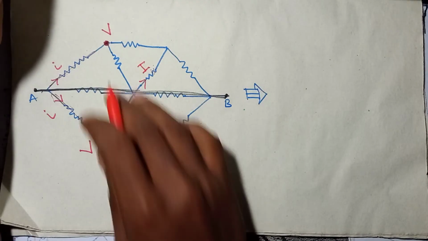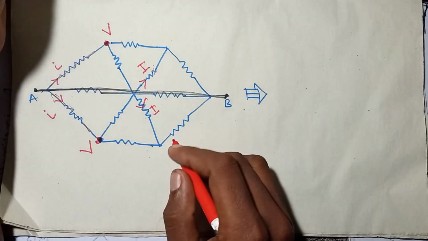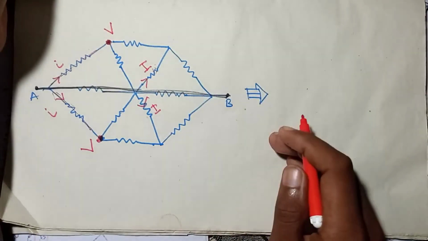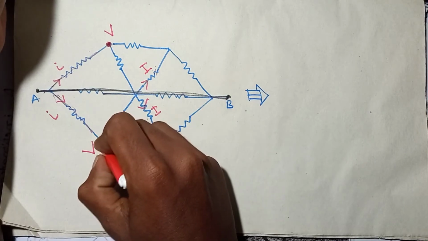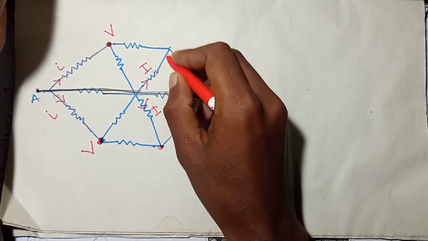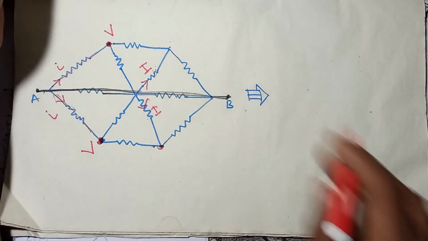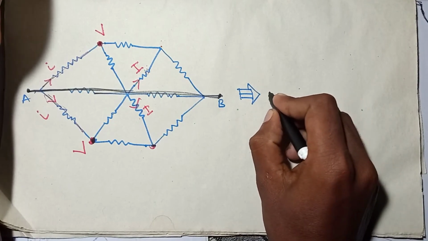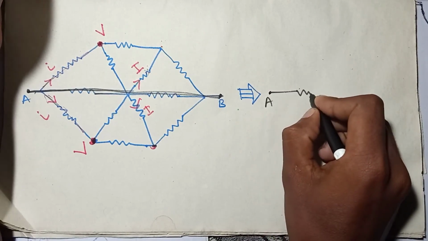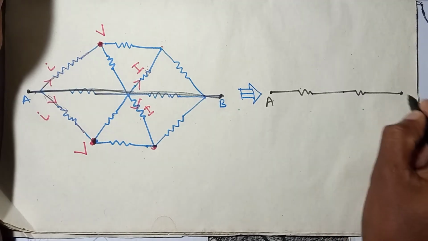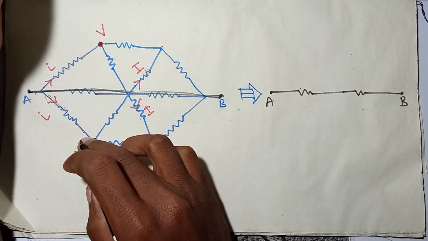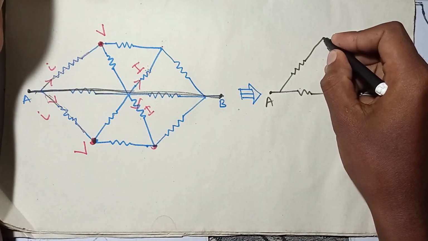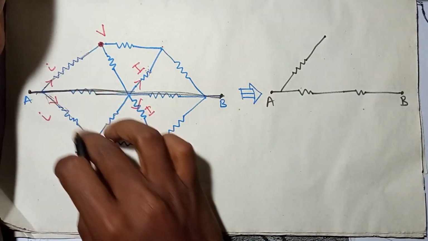So in this case what we can do is fold this lower half into the upper half. We can connect this point with this and this point with this, as these two points are mirror images of each other. That is point A. So you can connect this point with this, and you can draw this resistor here also.